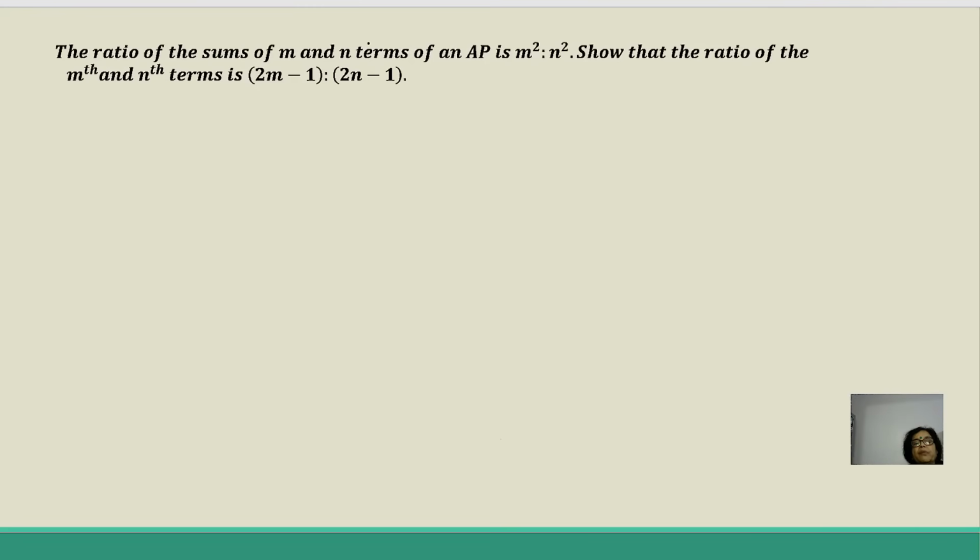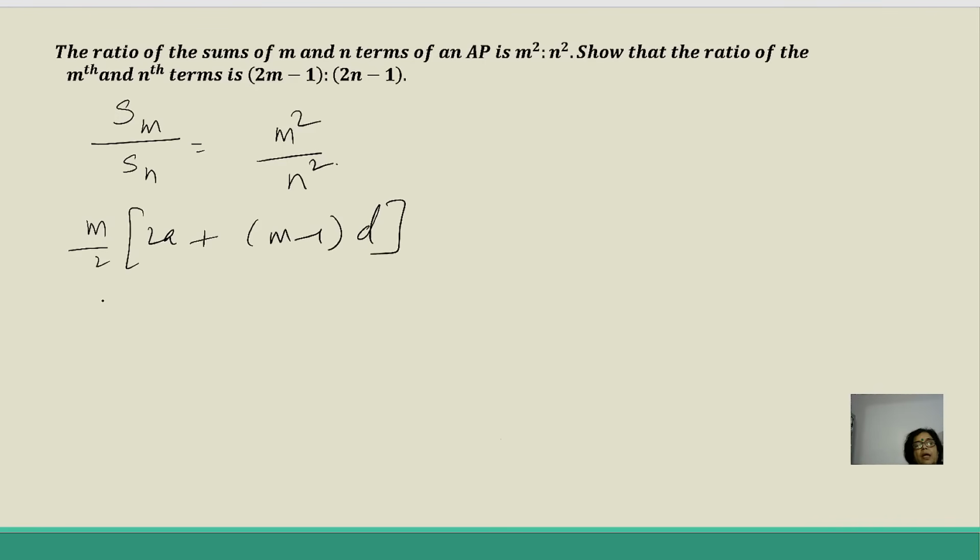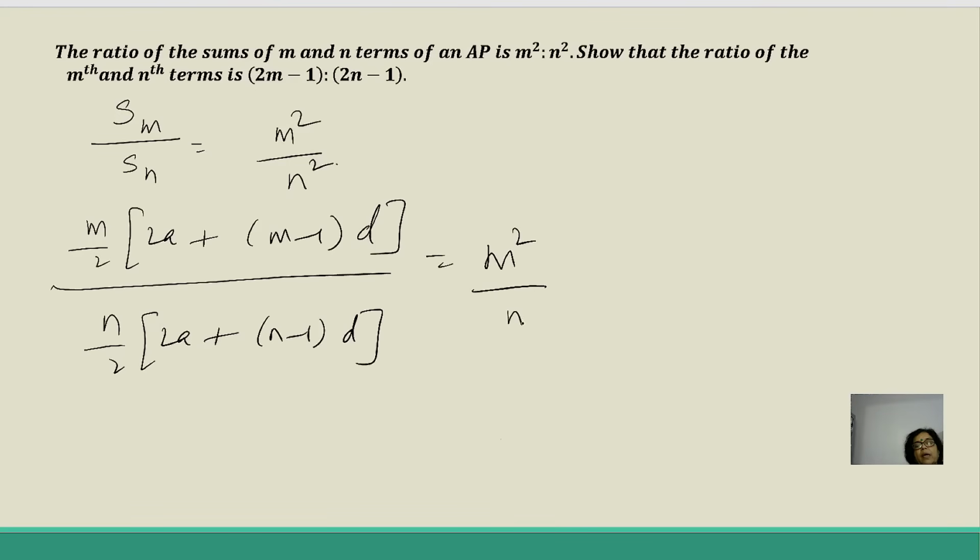The ratio of the sums of m and n terms of an AP is m square is to n square. Show that the ratio of the mth and nth terms is 2m minus 1 is to 2n minus 1. So here we have Sm by Sn is equal to m square by n square. Now Sm can be written as m by 2, 2a plus m minus 1 into d. And Sn can be written as n by 2, 2a plus n minus 1 into d. This is equal to m square by n square.